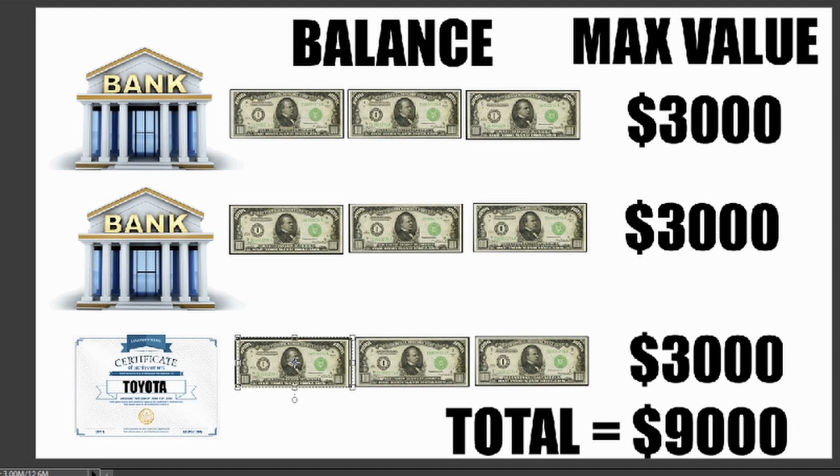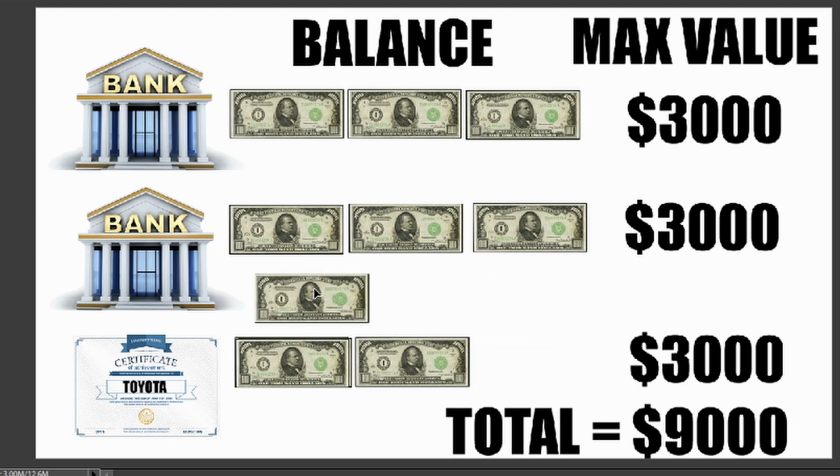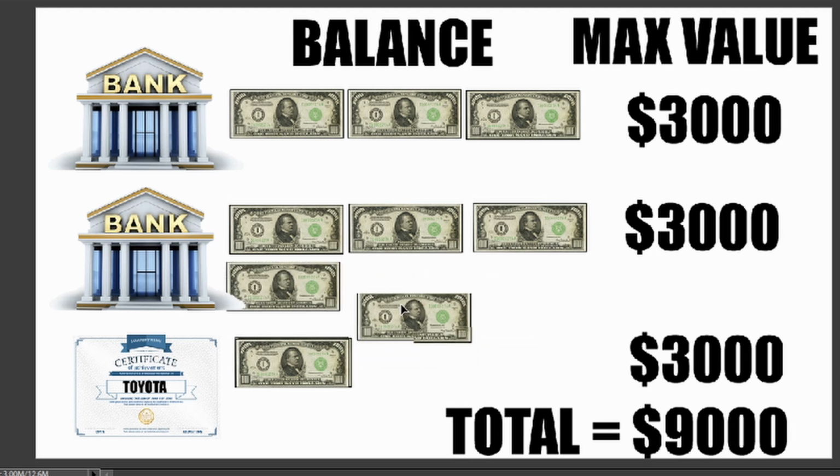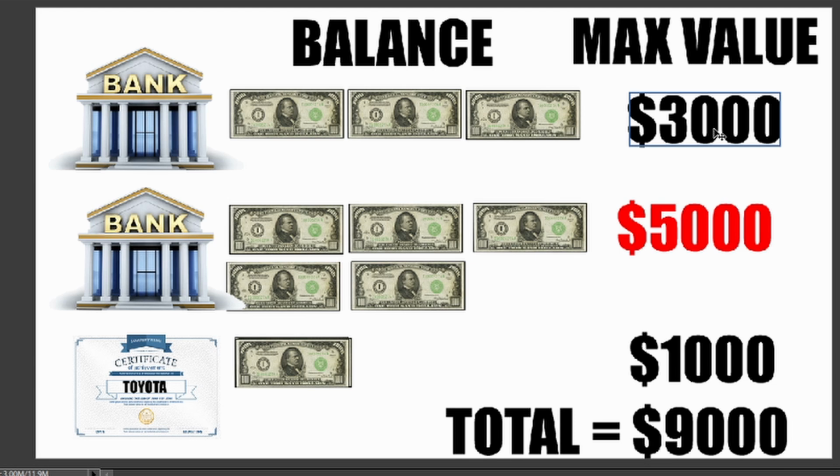And now let me show you one other case of the high watermark that many people get confused about. So let's say you're back to having 3 accounts with $3,000, but during the year, let's say in April or something like that, you moved $2,000 from your brokerage account to your bank account. So now you still have $3,000 in this bank, but now you have $5,000 in this bank and only $1,000 in this one. And so the total is still $9,000.